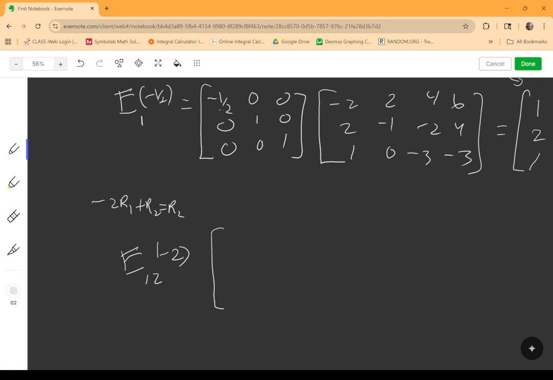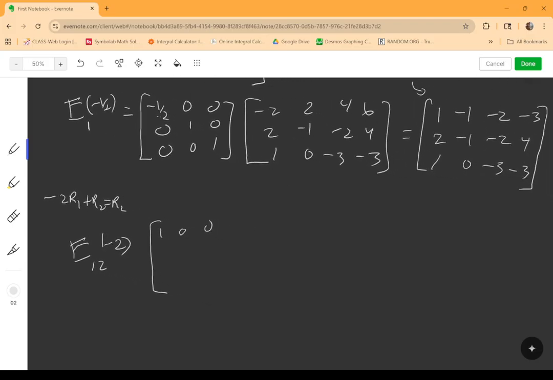All right, so what that would look like if we're working in the second row: we don't want to change the first row. We do want to change the second row by multiplying the first row by -2, and then adding it to the second row. So it would look something like this, right? And again here, left multiply always.